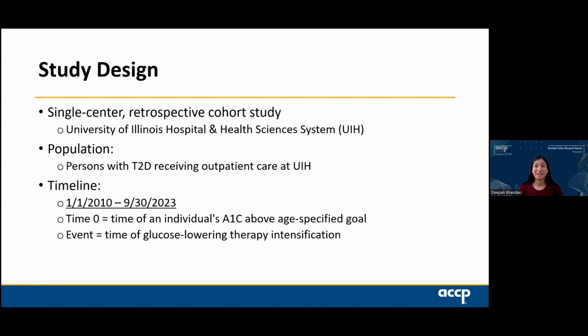For the design, I want to point out this is not a chart review. So this is a single center retrospective cohort study conducted at UIH, and it looked at a population of individuals with type 2 diabetes receiving outpatient care here. And then the timeline was initially identified as January 2010 up until September 30th, 2023. And patients were entered into the cohort at time 0, which would be the time that an individual's A1C was above the age-specified goal. And then they were followed until the event occurred, the event being when the glucose-lowering therapy was intensified.